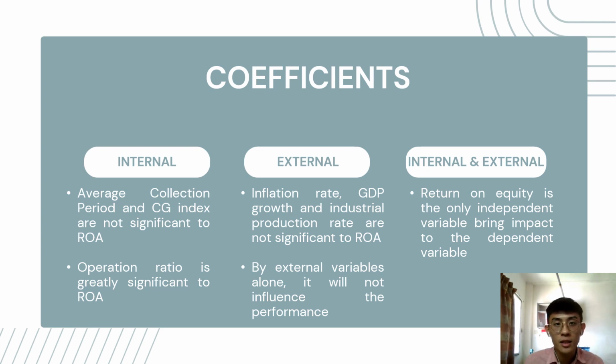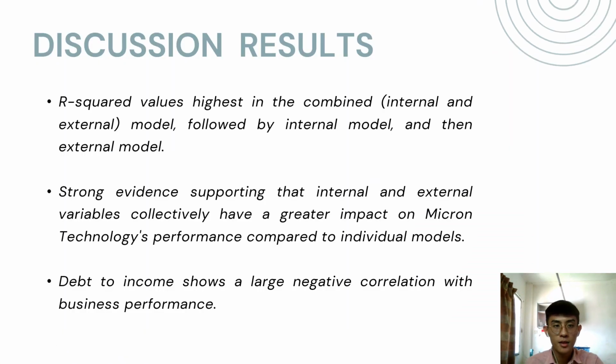Upon examining the independent factors collectively, the outcome indicates that each of these variables bears significance for the dependent variable. The dependent variable, ROA, is therefore influenced or impacted by these external and internal independent variables. Discussion results: the R-square value is highest in the combined, internal and external model, followed by the internal model, and lastly, the external model. This is strong evidence supporting that the internal and external variables collectively have a greater impact on Micron Technology's performance compared to the individual models.